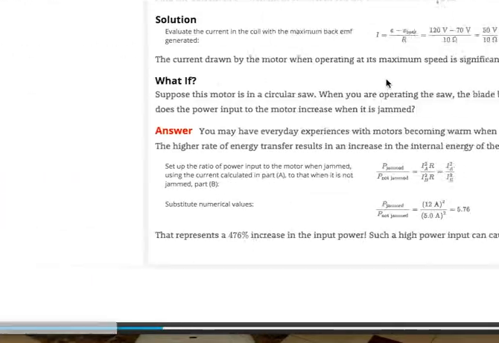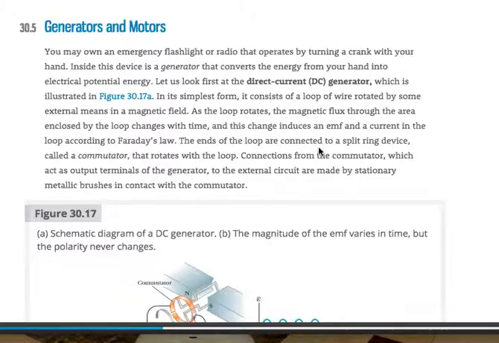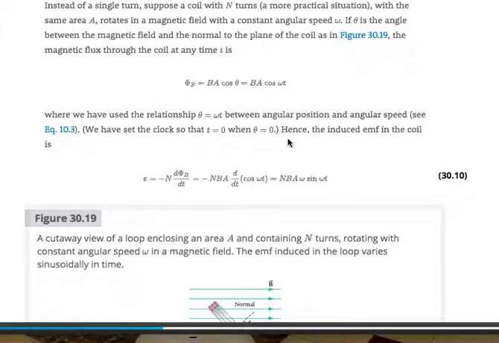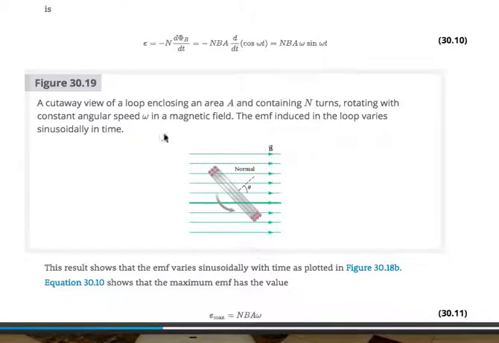If you have a bunch of coils, you have to multiply it by the number of coils. So here we've got a bunch of coils here. So that's where you get this N term, however many coils there are.